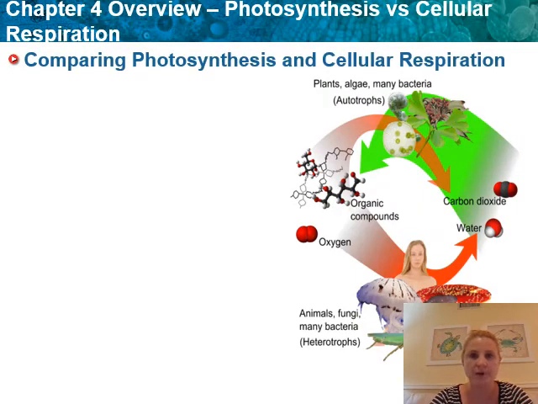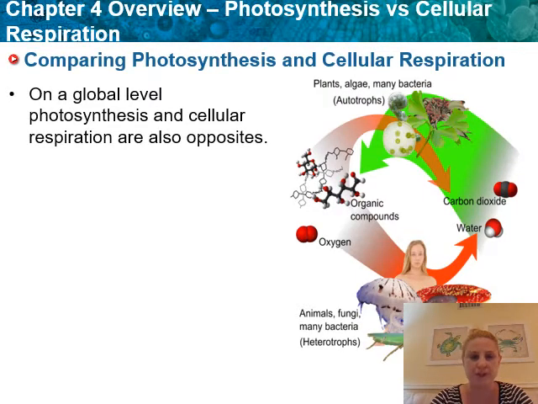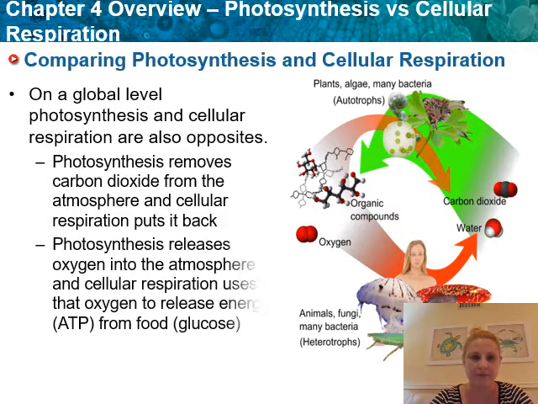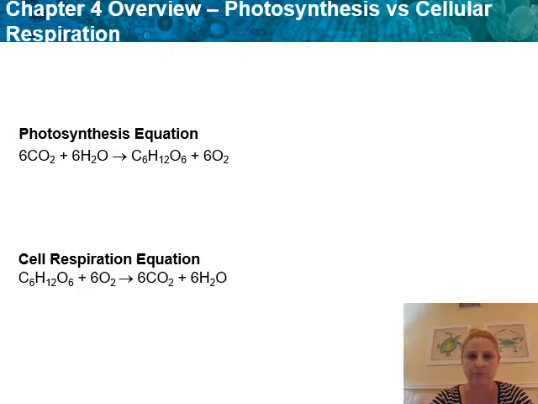So if we're comparing photosynthesis and cell respiration on a global level, photosynthesis and cellular respiration are opposites. So photosynthesis removes carbon dioxide from the atmosphere, and cell respiration puts it back. And then photosynthesis releases oxygen in the atmosphere, and cell respiration uses that oxygen to release energy in the form of ATP from food, using that glucose molecule.